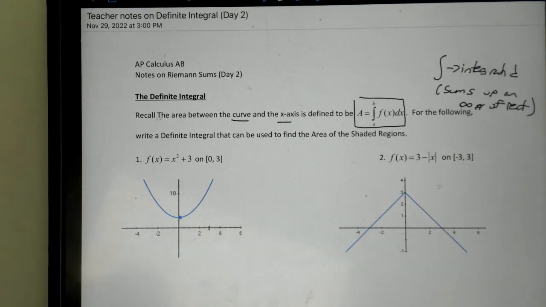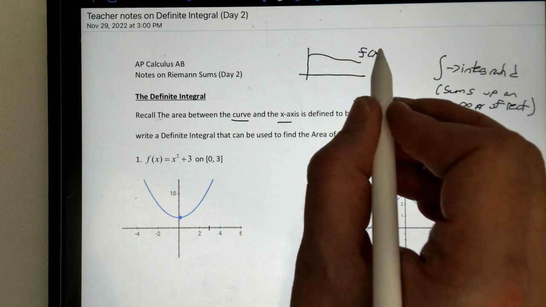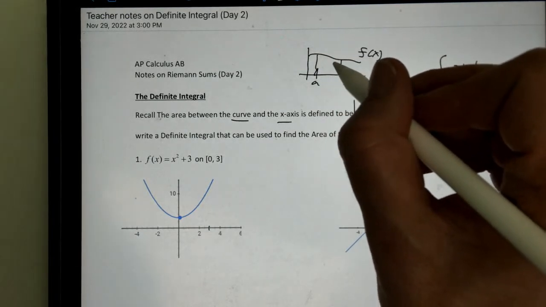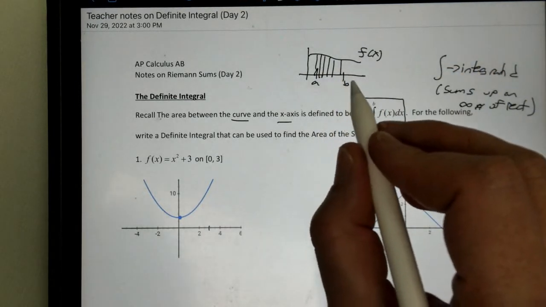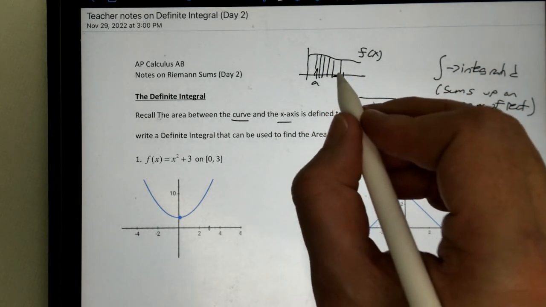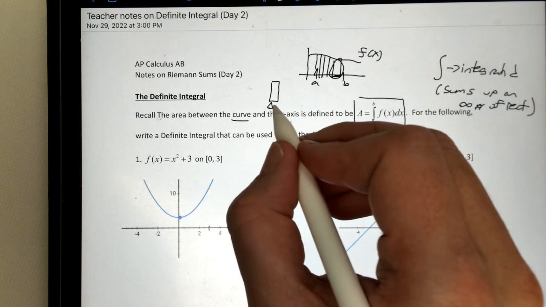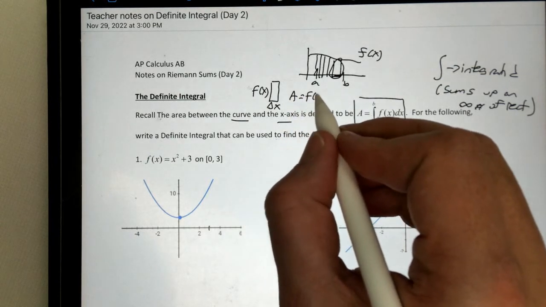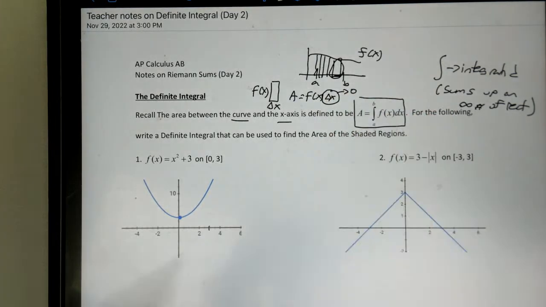That's all this does. So if I have a function here and I want to find the area between a and b, and we talked about this yesterday, I can find the area by partitioning this up into really tiny rectangles. The more rectangles we have, the more accurate our area will be. But the problem is, if I look at just one rectangle, it has a width delta x and a height of f of x. So I can get my area by saying it's going to be f of x delta x. But as we said yesterday, we're going to let delta x go to 0.